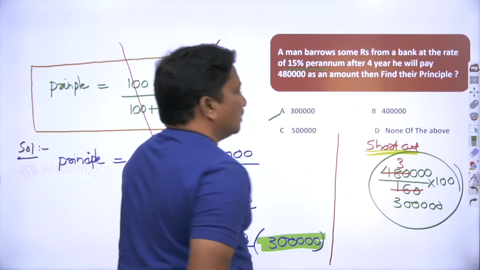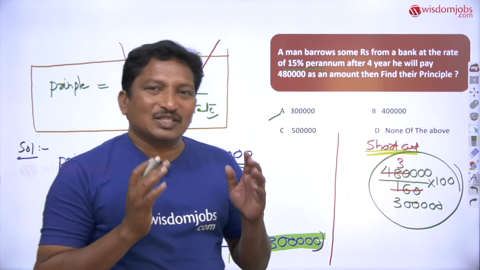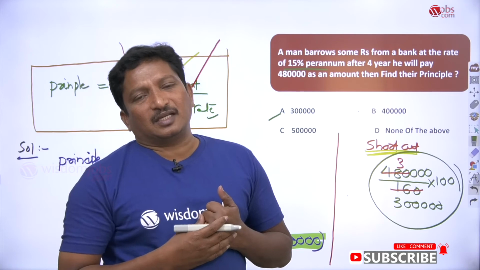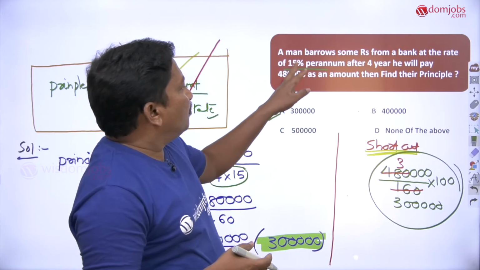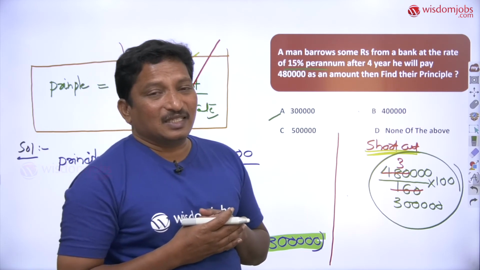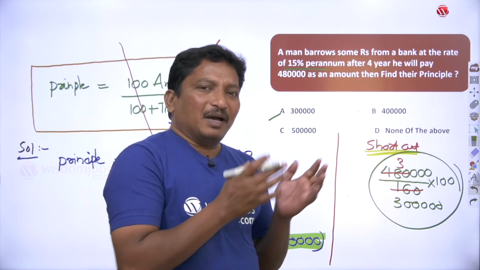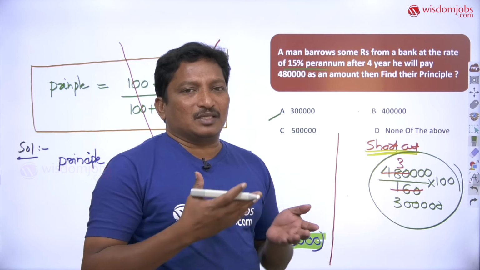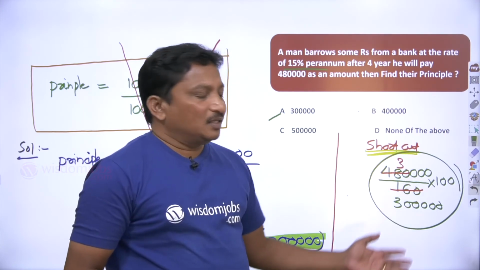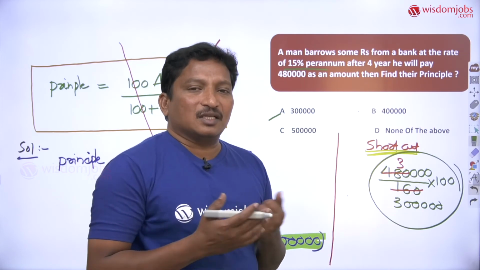So that is the shortcut, the short form. Always the short form is supportive from the exam point of view. Again I repeat: per annum 15%, for 4 years 60% interest, and the remaining principal is 100%, totally 160%. So 4,80,000 by 160 into 100, you get 3 lakh. So that is the answer, dear students.